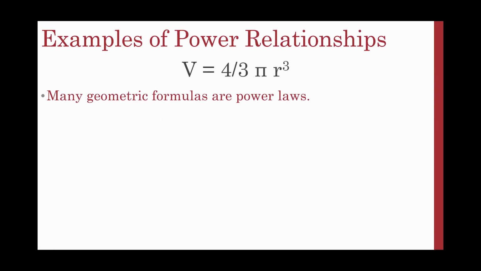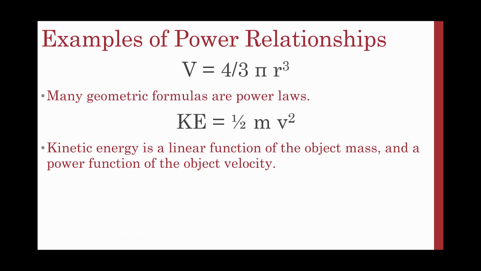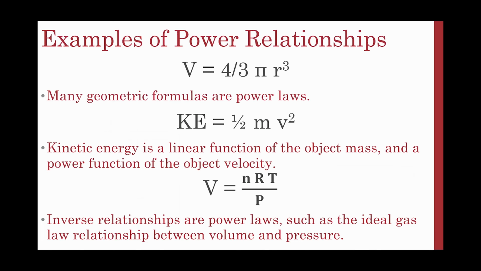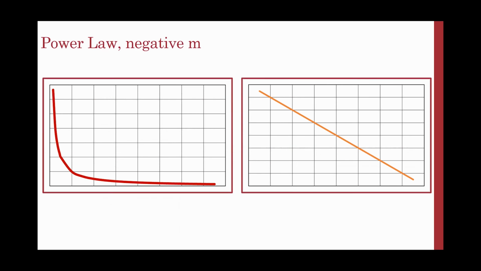Some examples of power relationships are a lot of your geometric formulas. So for example, volume is 4/3 pi r cubed. You have your kinetic energy, where kinetic energy is 1/2 your mass times your velocity squared. Inverse relationships are also power laws, such as your ideal gas law relationship between volume and pressure. So that would be a power relationship where the power would be -1.